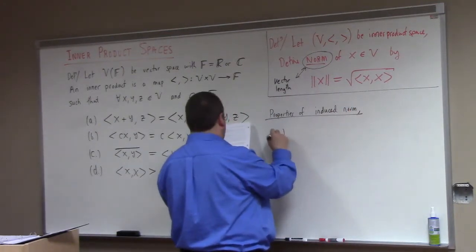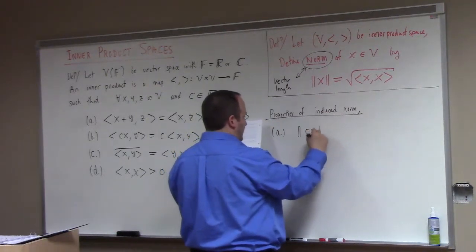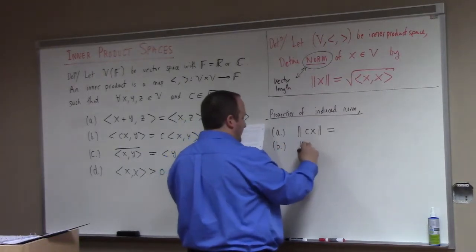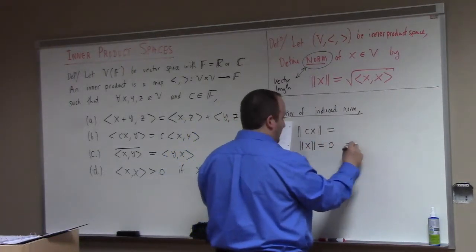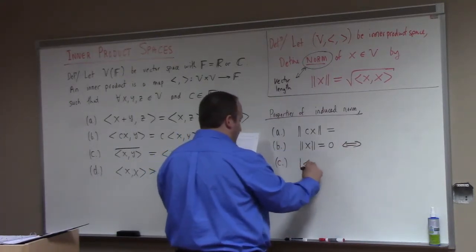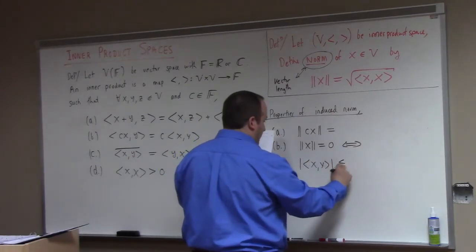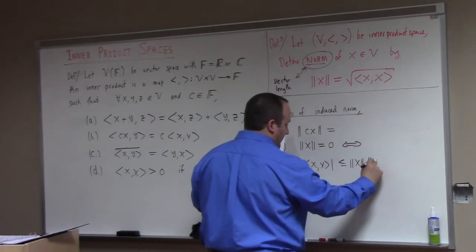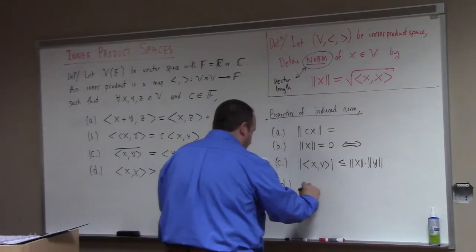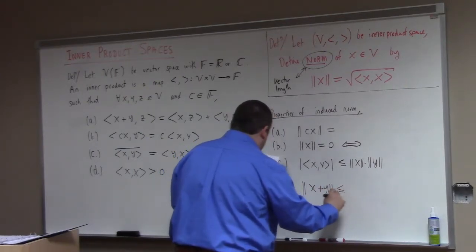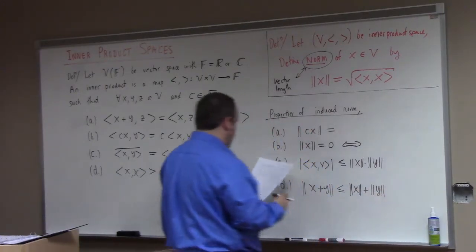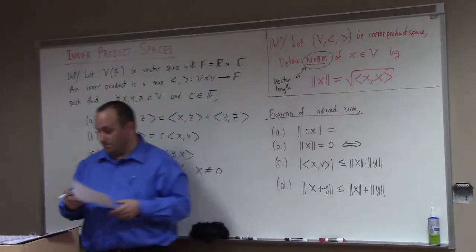So part A, if we have the norm of a constant times a vector, what does that give us? How about part B? If the norm of a vector is 0, that's true if and only if what can we say about the vector? Part C, the absolute value of the inner product of x and y is less than or equal to the norm of x times the norm of y. Part D, the norm of x plus y is less than or equal to the norm of x plus the norm of y. These are the four most important properties of the norm.